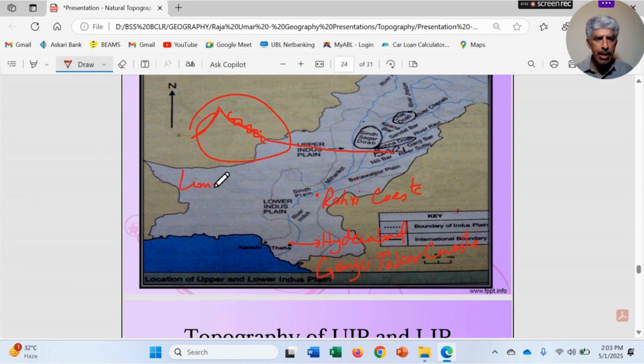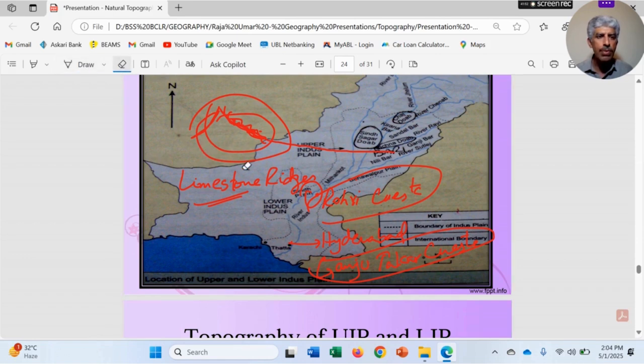Limestone ridges is the main characteristic. I mean the area formed over here is made up of limestone. There are certain limestone ridges over here, so that makes a different sort of land characteristics over there, in the Lower Indus Plain. Both Rohri Cuesta and Ganju Takkar Cuesta are in the Lower Indus Plain, I mean, in the province of Sindh. So this is the characteristics.